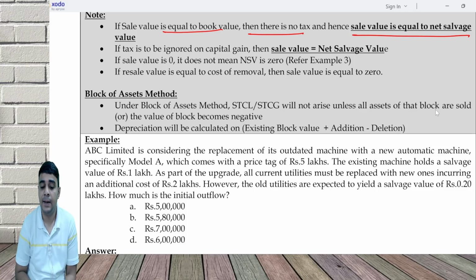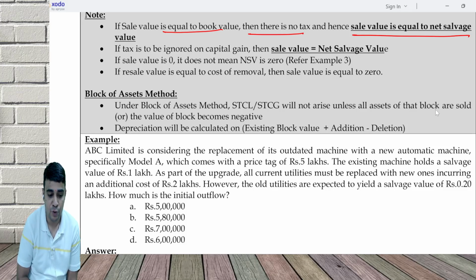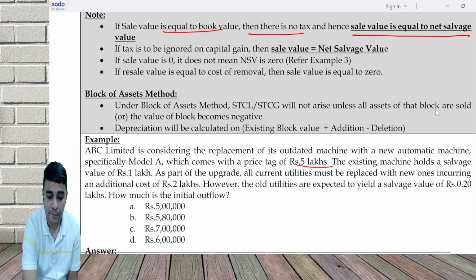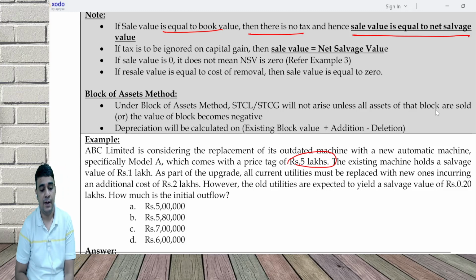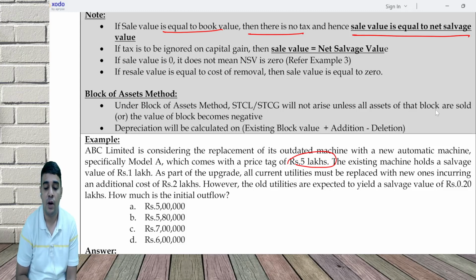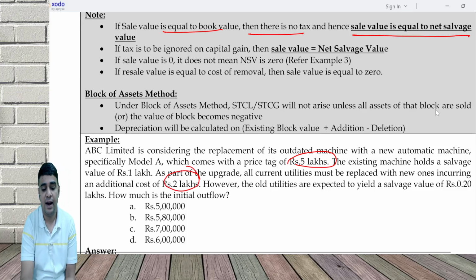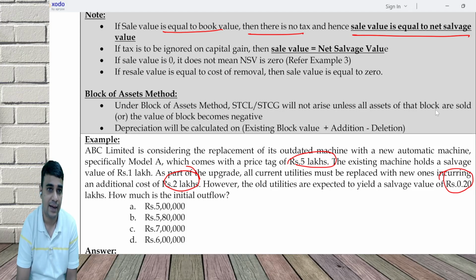ABC is considering replacing its outdated machine with a new machine, which comes with a price tag of 5 lakhs. The existing machine will be sold for 1 lakh. So net 4 lakh. As part of the upgrade, all current utilities and related spares, you will need another 2 lakh, and your old utility will be sold for 20,000. So net it is 5 lakh 80.